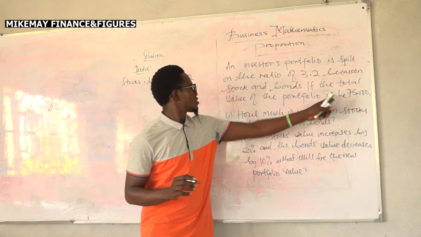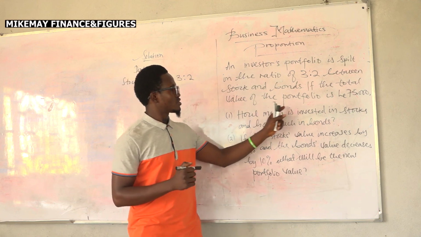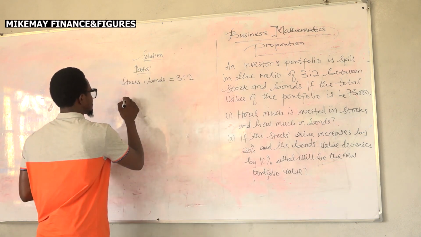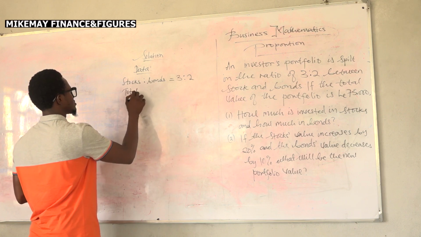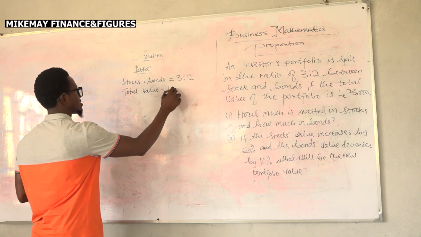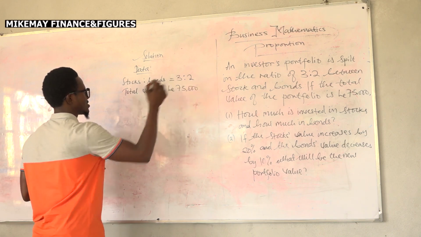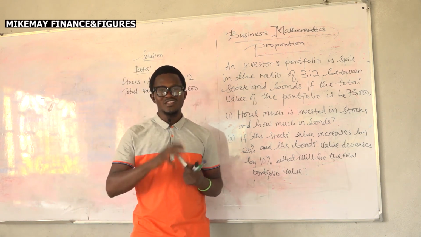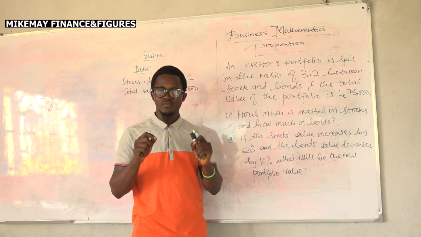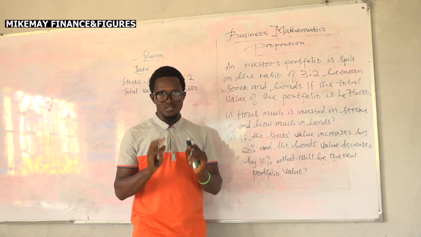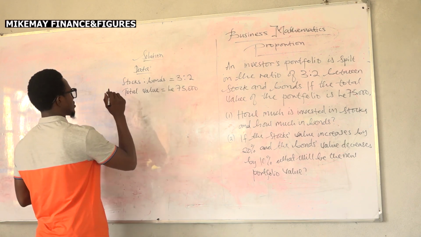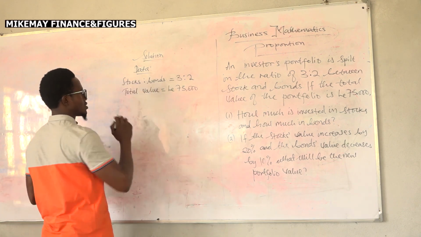Then, the total value of the portfolio is 75,000 leones. Now, number one is asking us to find out how much is invested in both stocks and bonds. Now, see how we can do it, how we can get how much was invested in stocks and in bonds.